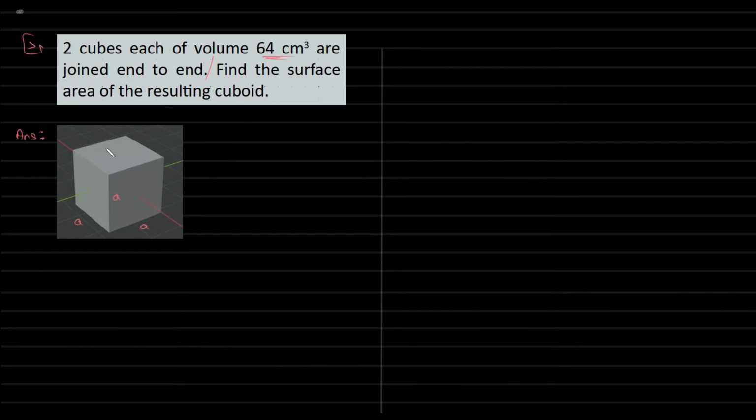We should always mark what we are reading. 64 centimeter cube. It's 3 dimensions, right? So it is a cube. Now it is joined end to end to form a cuboid.